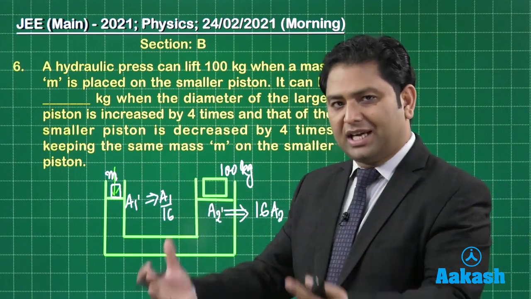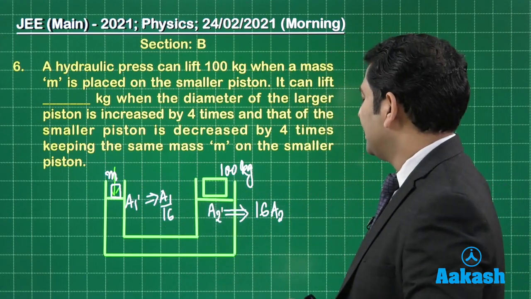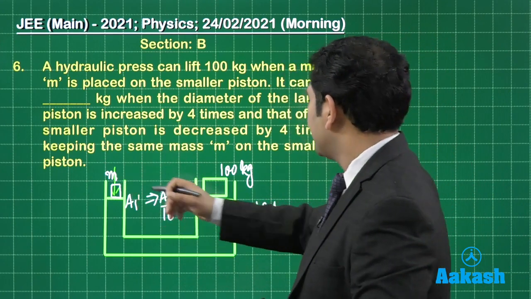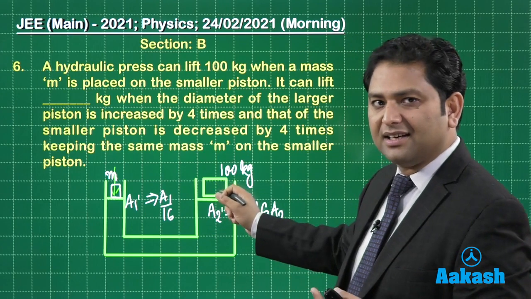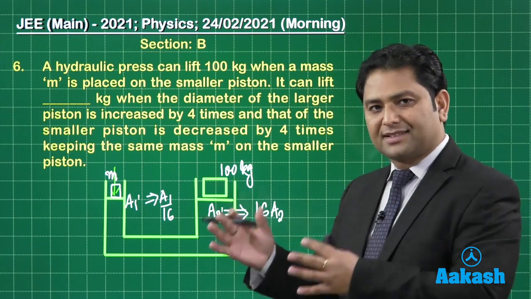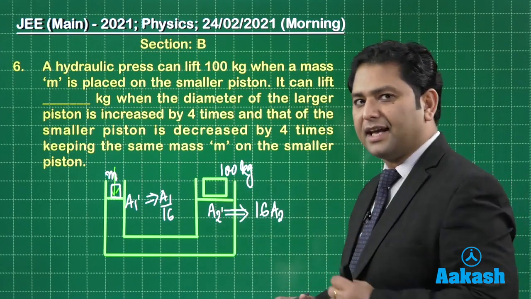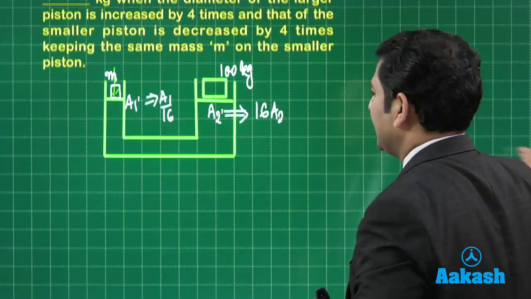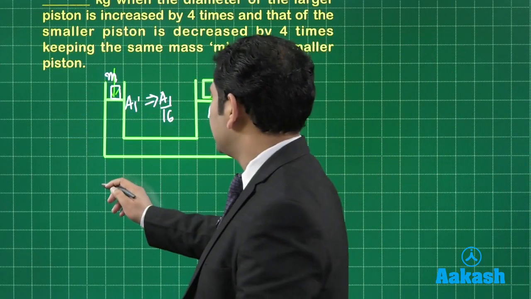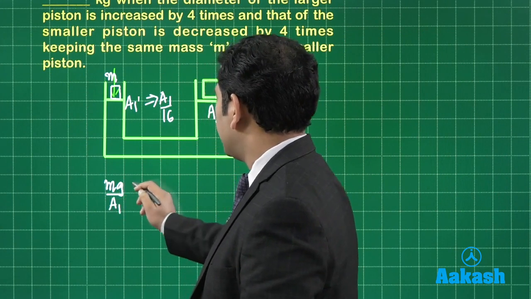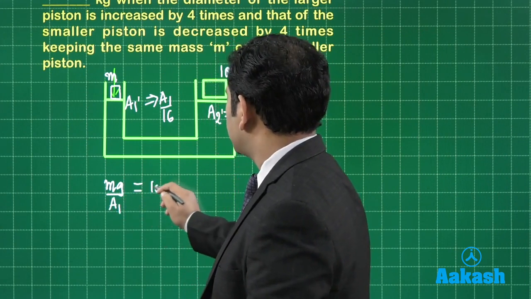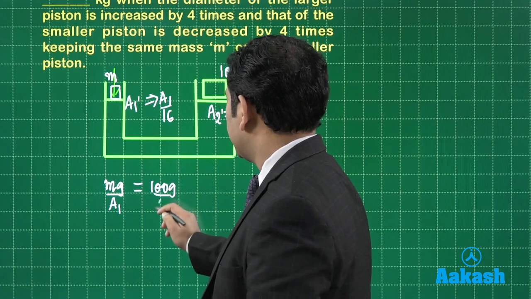Now with the new change, we would like to see how much mass the same mass M can lift. Now, Pascal's law says the increase in pressure at one point is transmitted equally everywhere in the same direction. So the original one was what? mg by A1 equals 100 g by A2.